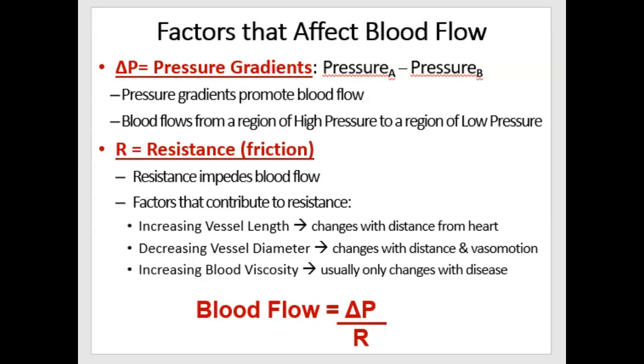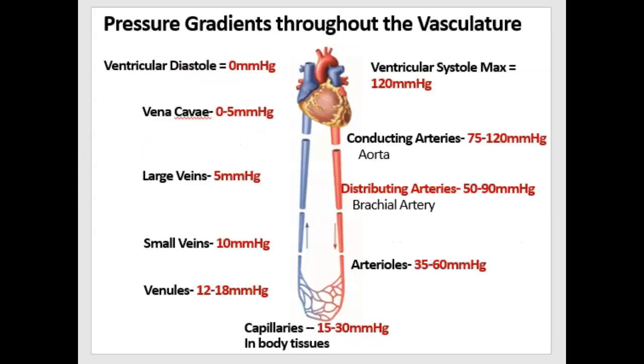Now I'm going to address these factors in a little bit more detail, but slowly. So first, let's talk about pressure gradients in the circulatory system and how that facilitates blood flow. Notice in this diagram that blood in a ventricle experiences a pressure of about 120 millimeters of mercury. This occurs during systole. Okay, not diastole, in systole.